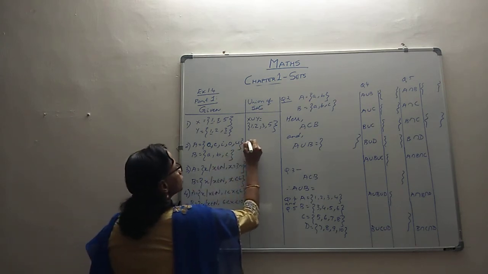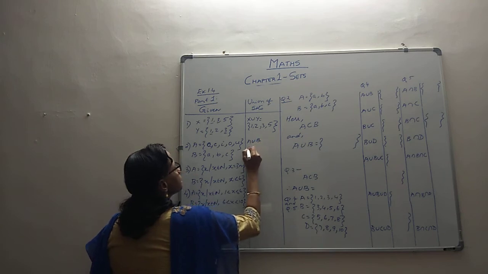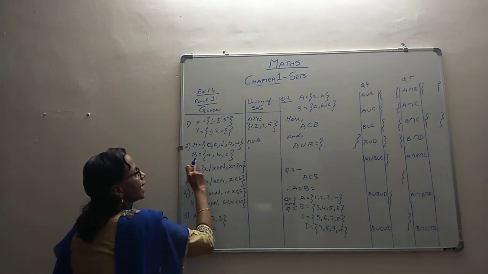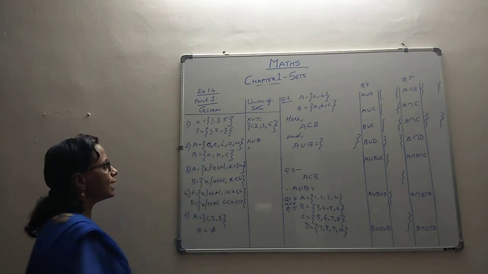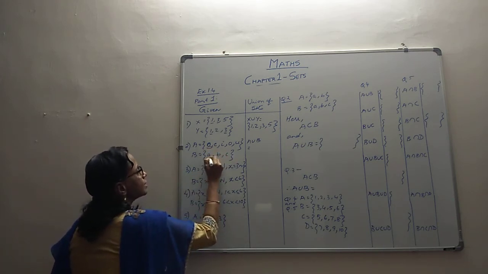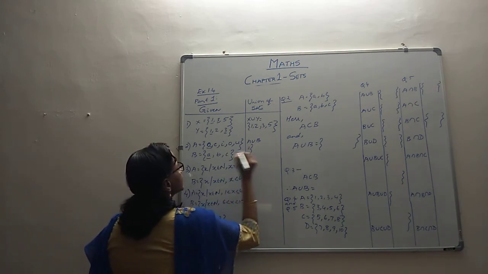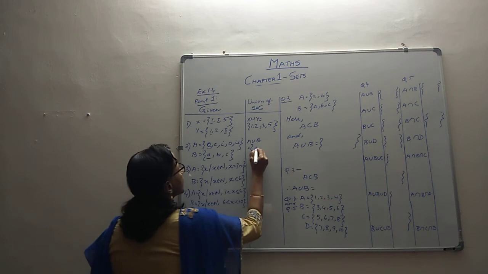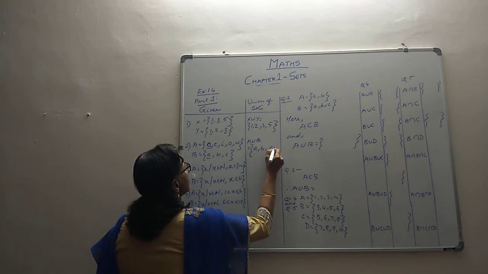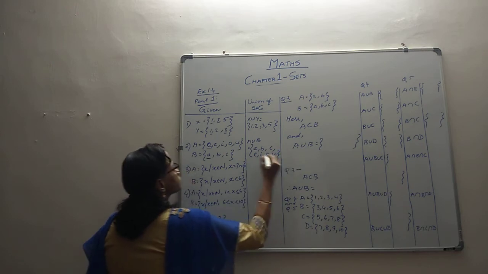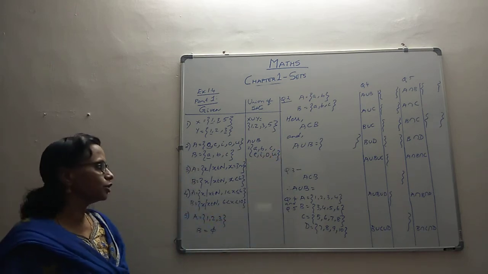In the same way, let's go to A union B, our second subpart, where you are given the set A with the elements here and set B with the elements here. When we observe both the sets, the element A is common. So when we write the union, it will come to A, B, C, E, I, O and U. This is how you get the union.